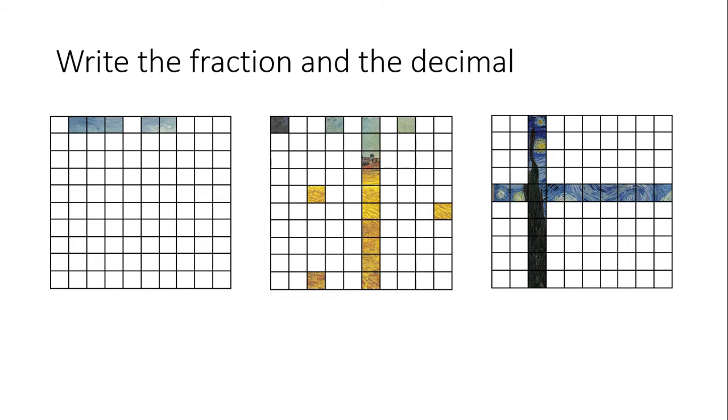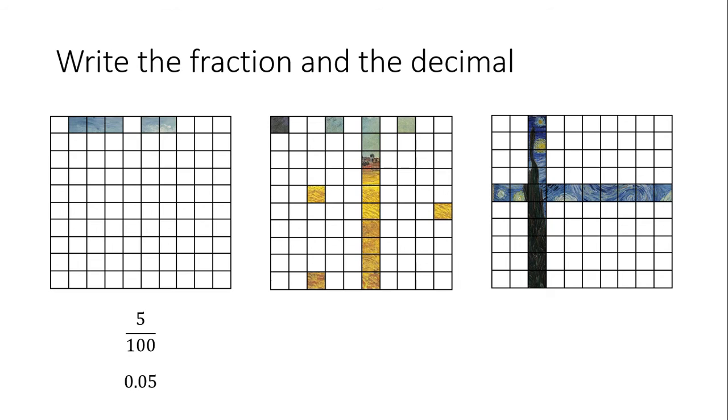Okay, let's check your answers. Starting on the left, there are 5/100ths of the picture shown. Now make sure you don't make the same mistake I did. Make sure you put that 0 there when you write it as a decimal. 0.05. That's how you write 5/100ths as a decimal.